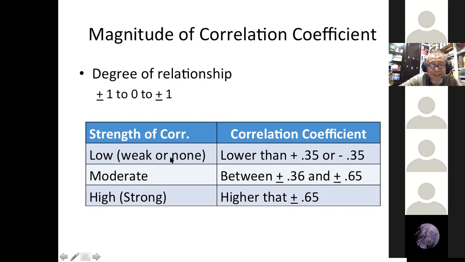So this classification may be different from other textbooks that you read. This is from Gay's book. When you try to interpret the result of your correlational study, you may refer to the book and then say how strong the correlation is based on this interval, based on this category.